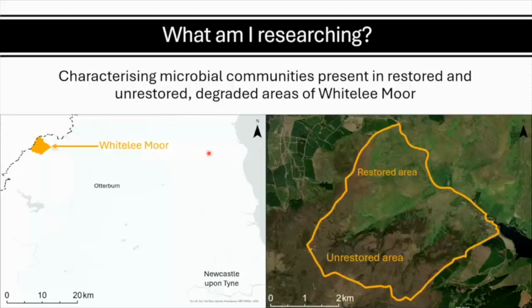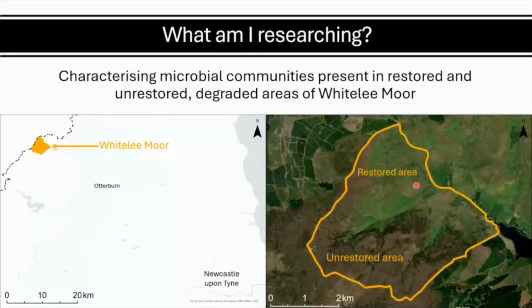It's a big site. It's 1,500 hectares, and half of it is that blanket bog I talked about to begin with. And over the past decade or so, there's been a lot of restoration activity, especially in this area here. So doing all those sort of things like grip blocking and reprofiling gullies and things like that.